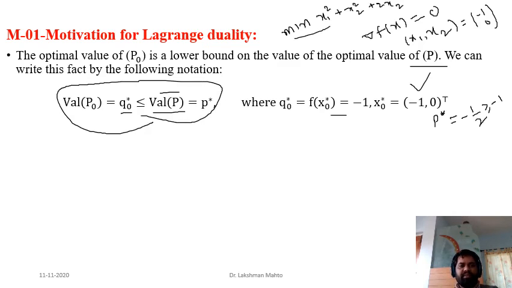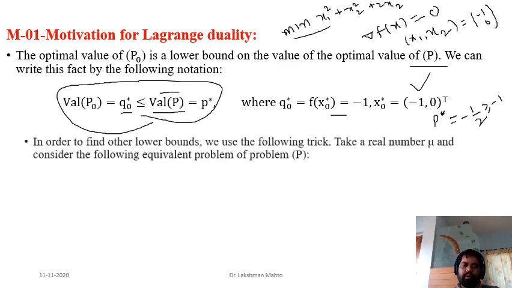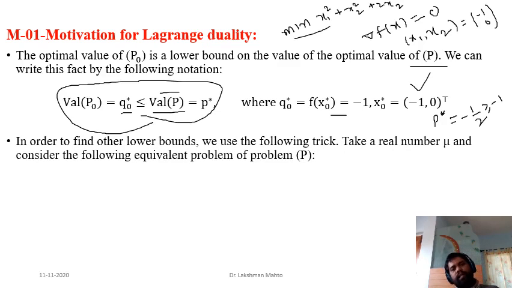We observed that when we increase the domain of the optimization problem, or simply when we remove the constraints one by one, it equivalently means we are increasing the domain of the optimization problem. In this case we get a lower optimal value, and that provides one of the lower bounds of the given original optimization problem. There might be many lower bounds, so in order to find other lower bounds, we use the following trick.